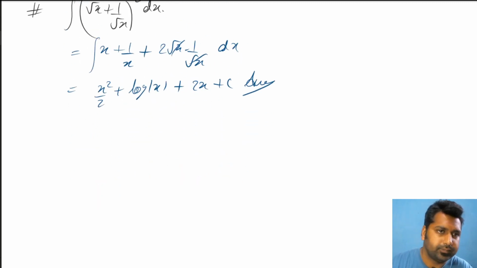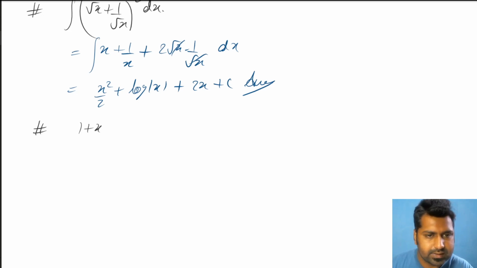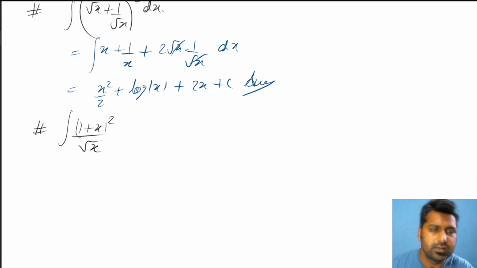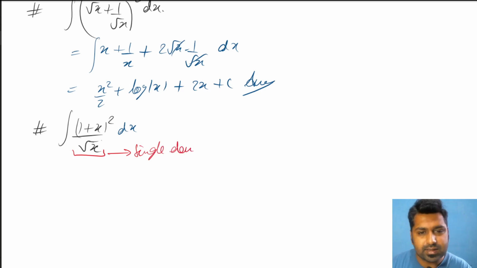Alright. We can slightly complicate this. 1 plus x whole square integration divided by root x. So whole square is there, denominator is there, but I'll tell you again the same thing. You have a single denominator. If it's a single denominator, we'll split this. But the point is whole square is there right now, so we cannot directly do this.